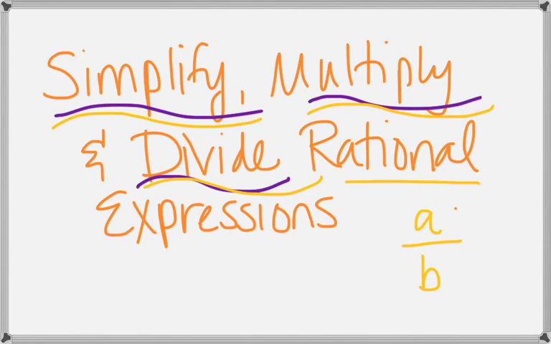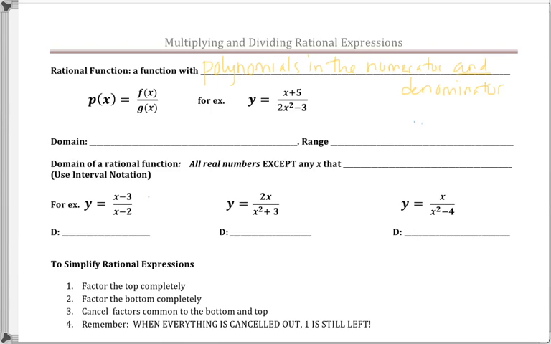In this video, we're going to talk about simplifying, multiplying, and dividing rational expressions. Now, rational numbers are numbers where you can divide a number by a number. You can write it as a fraction. So a rational function is a function with polynomials in the numerator and the denominator.